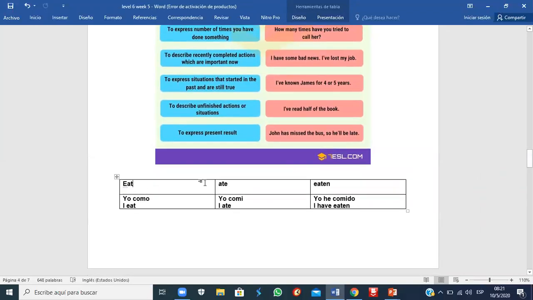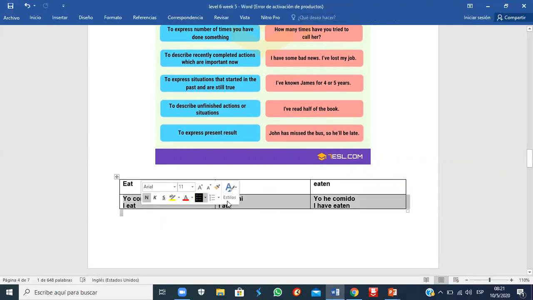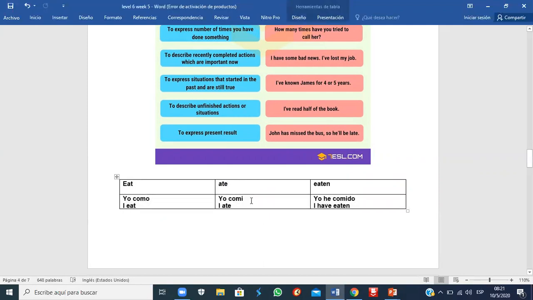Okay, take a look. Eat, ate, eaten. The structure of the verbs. Eat is used for simple present, as when we say yo como, I eat. Ate is used for simple past, as when we say I ate, yo comí. And the last one is called the past participle, and the past participle is used when we want to use the present perfect in ideas like yo he comido, I have eaten. Take a look that eaten is the same as comido.